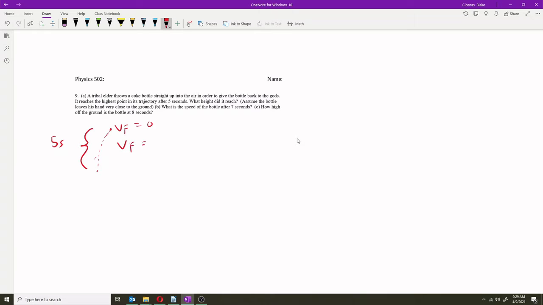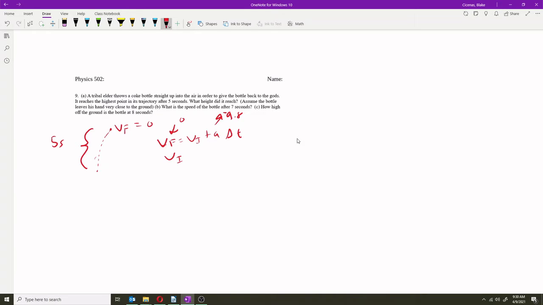You can use VF is equal to VI plus... actually, no, that you could use later. Yeah, that is what you do. You've got to get the initial velocity first. So VF is equal to VI plus A delta T. You know that your acceleration is negative 9.8, and the final velocity is 0. You use this to get your initial velocity.